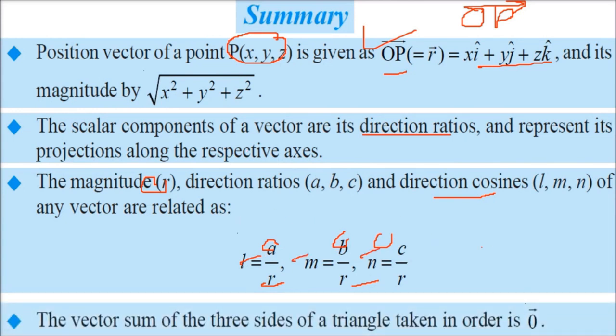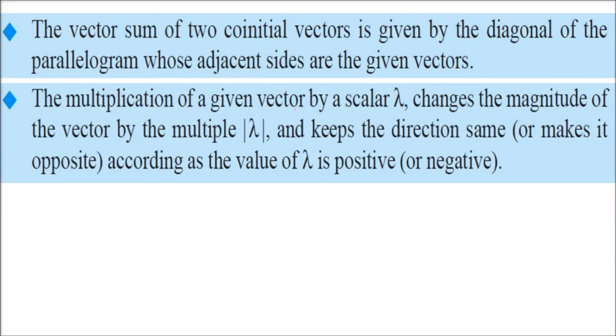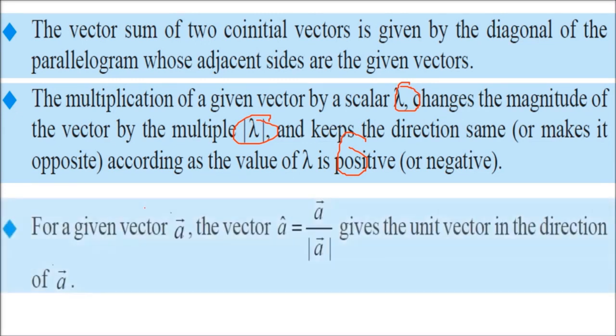The vector sum of three sides of a triangle taken in order is 0, because ultimately you are coming back to the point from where you started. That is why the vector sum is 0. The vector sum of two co-initial vectors is given by the diagonal of the parallelogram whose adjacent sides are the given vectors. Multiplication of a vector by a scalar lambda changes the magnitude by a multiple of lambda. Twice becomes twice, multiplied by 4 becomes quadruple, and the direction stays the same. If you multiply by a negative, the direction will be changed.